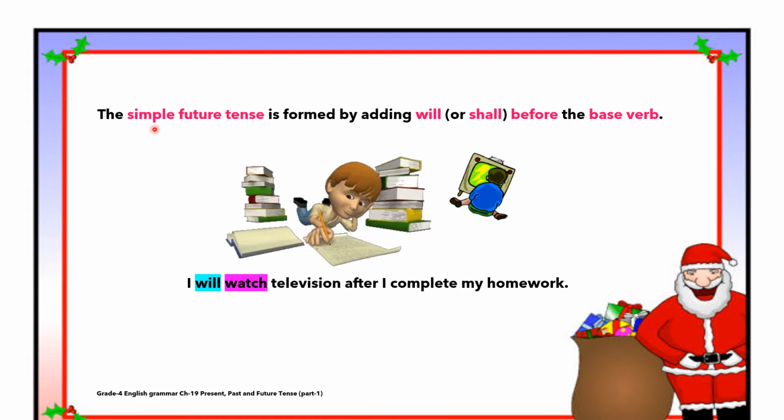The simple future tense is formed by adding will or shall before the base verb. For example, I will watch television after I complete my homework. So here we use will in front of the verb to make it the future tense. For example, will plus watch, will plus be, I will jump, will plus jump.